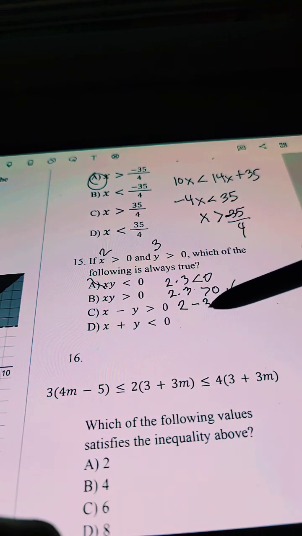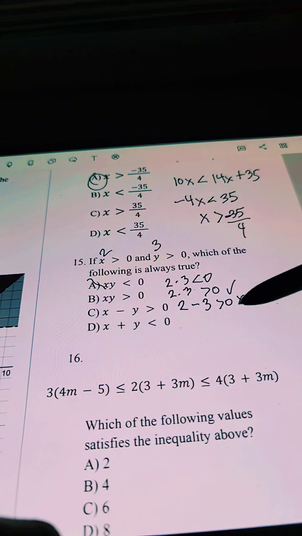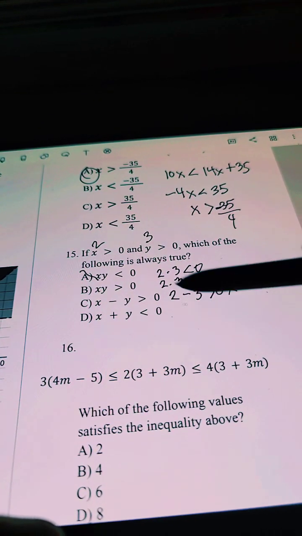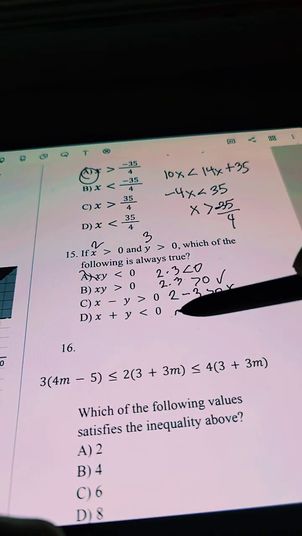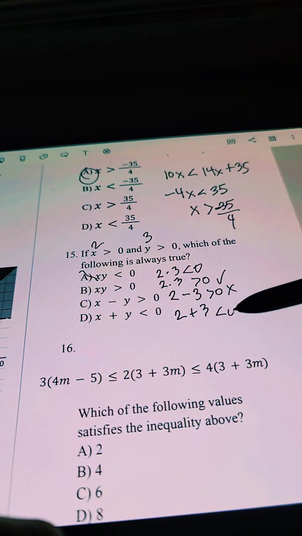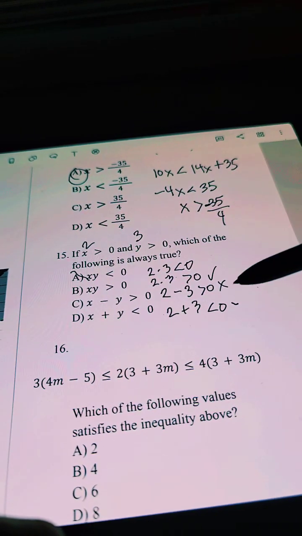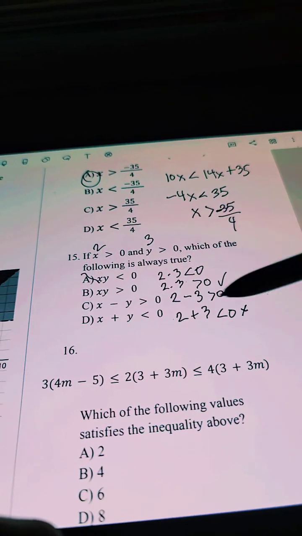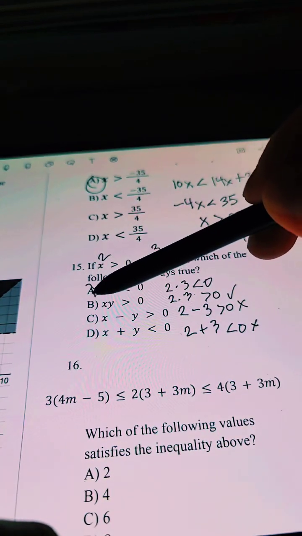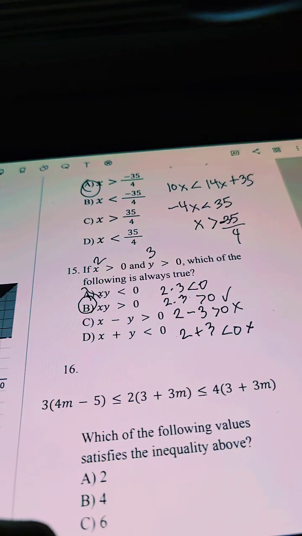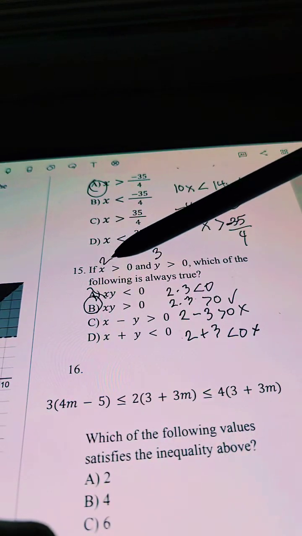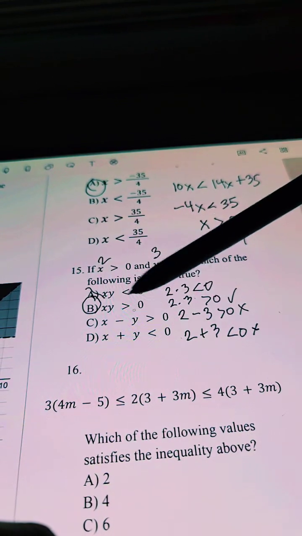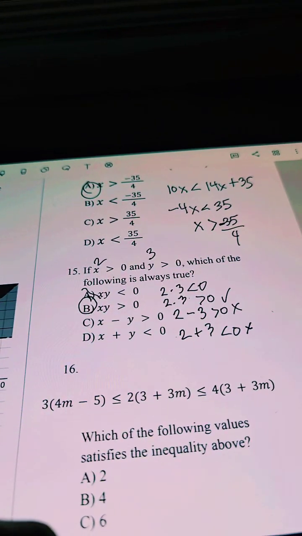2 minus 3, is that going to be greater than 0? No, so it can't be C. And then for D, it's going to be 2 plus 3, is that less than 0? So this is one of the ones where you get lucky if you use the plugging in method, where it's very easy to tell that it's going to be answer choice B. But the faster way, with logic, is just if I have 2 positive numbers and I multiply them, the answer is always going to be positive. So then it's just B.